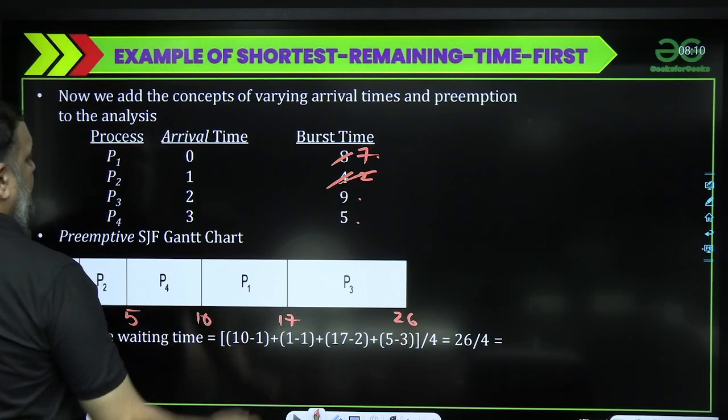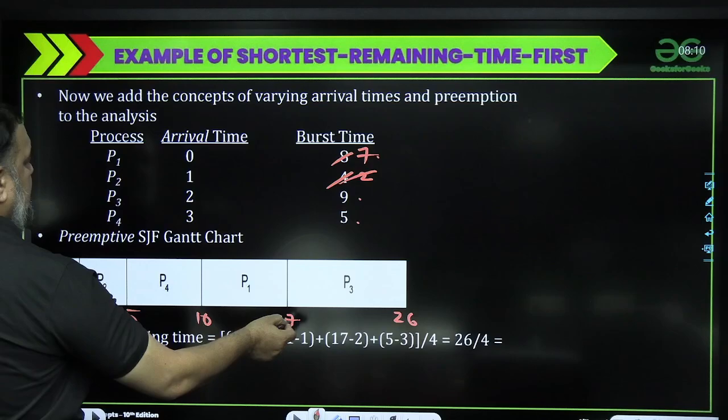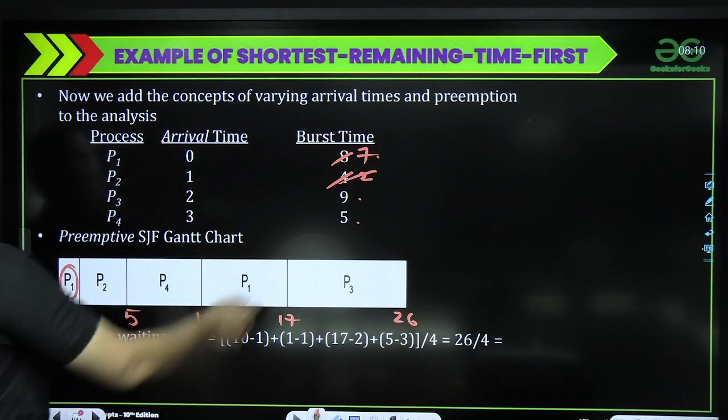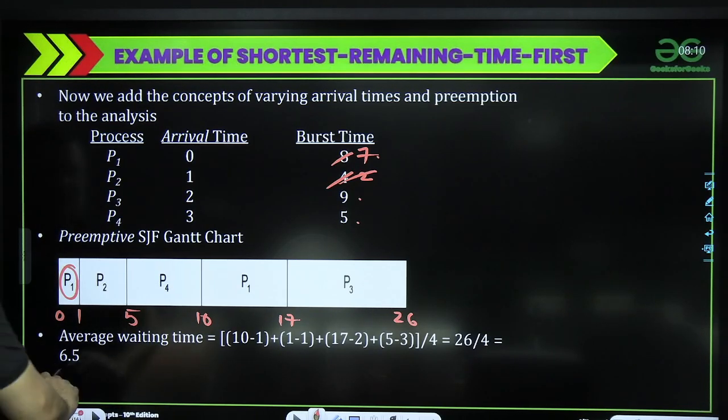P3 waited how long? Look at this. P3 came at time 2 and got scheduled at 17. So 17 minus 2, that is the waiting time. And lastly, P4's waiting time is 5 minus 3. So that's the approach. 26 by 4, 6.5 is the average waiting time of this.